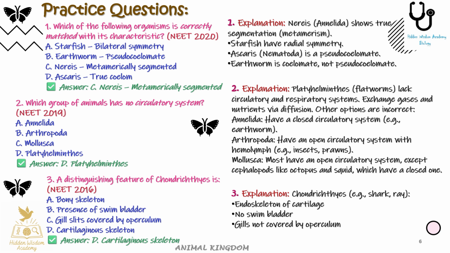Earthworm, another annelid, has a true coelom and is not a pseudocoelomate. The correct answer is option C, that is Nereis is correctly matched with metamerically segmented.